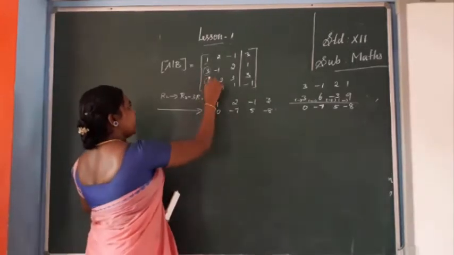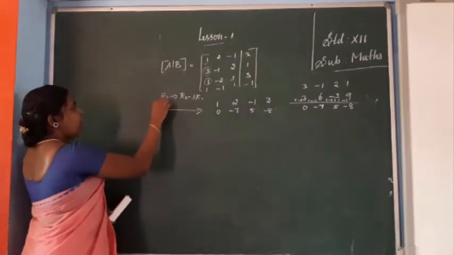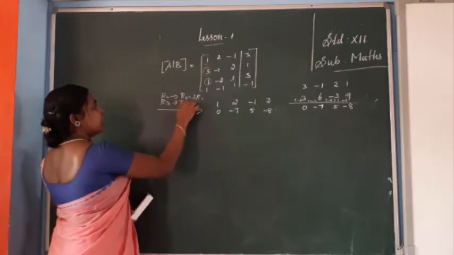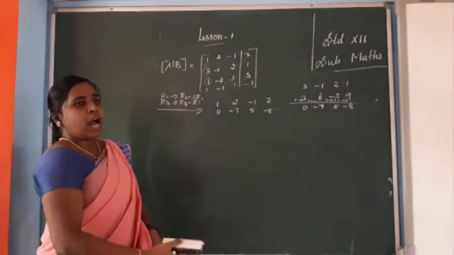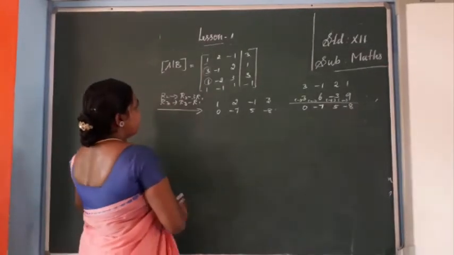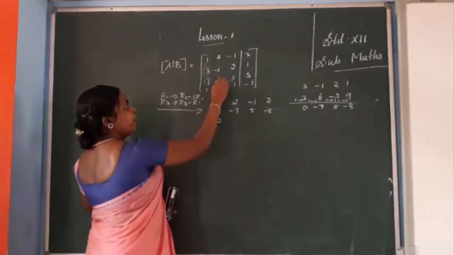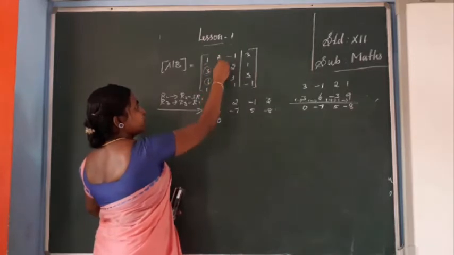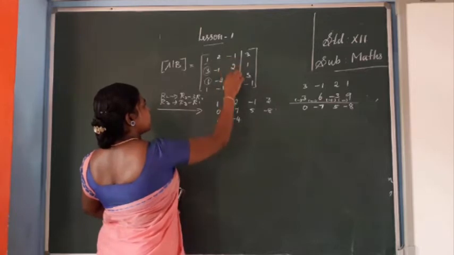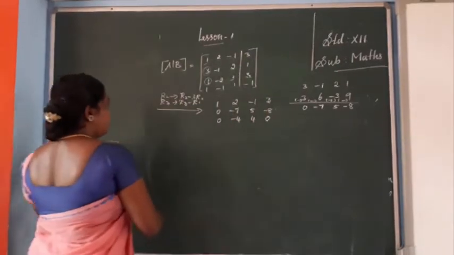Then we have to convert R3. Instead of 1 we need 0, so we eliminate. R3 gives R3 minus R1; directly you can subtract. 1 minus 1 is 0. Minus 2 minus 2 is minus 4. Next, 3 minus minus 1 is plus, so 3 plus 1 is 4. Next, 3 minus 3 is 0. Okay, third row completed.